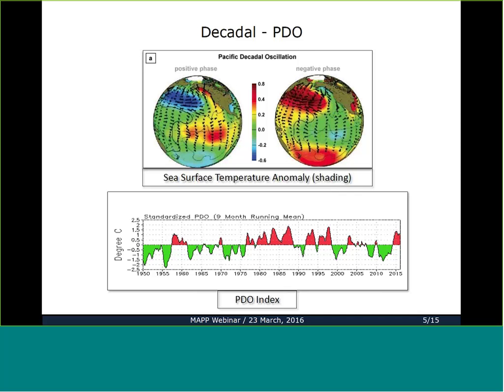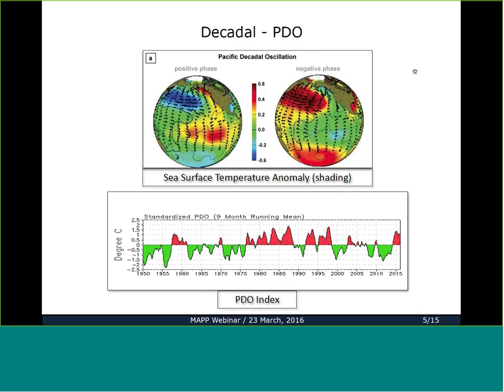One can define an index of the PDO, which is shown in the bottom panel, and again, this index fluctuates between the negative phase, shown in green, and the positive phase, shown in red. One of the remarkable, characteristic features of this index is that there's a very slow fluctuation. There are decades or periods of 10, 20 or 30 years when the index prefers to stay in a particular phase, and it flips back into the opposite phase, and then it stays in that phase for the next 20, 30 years, and hence the name Pacific Decadal Oscillation.